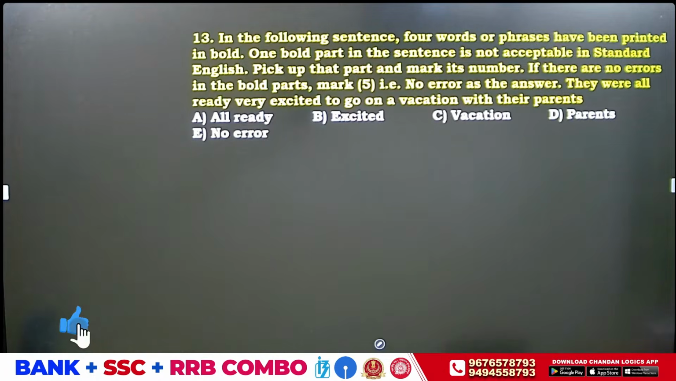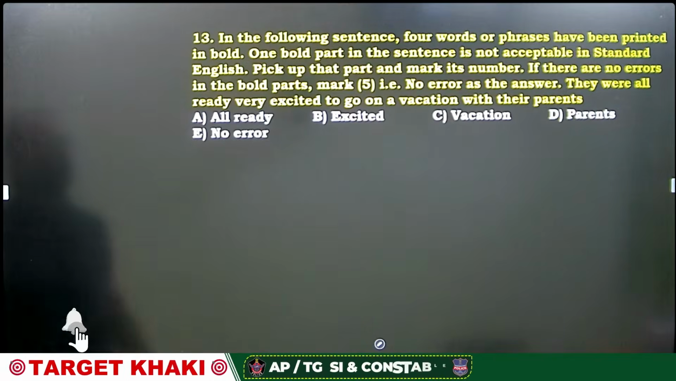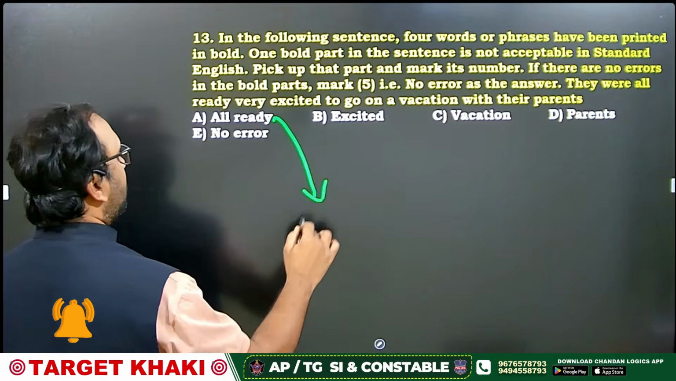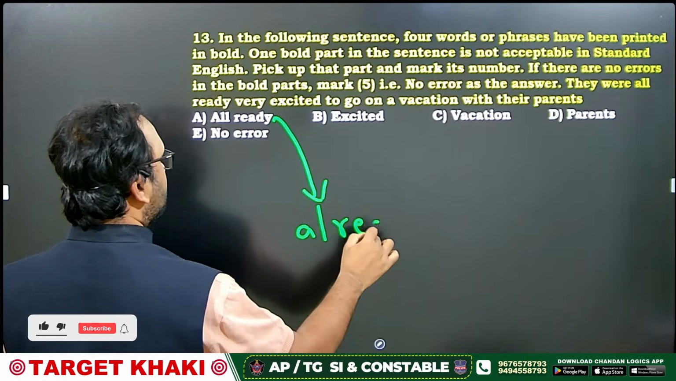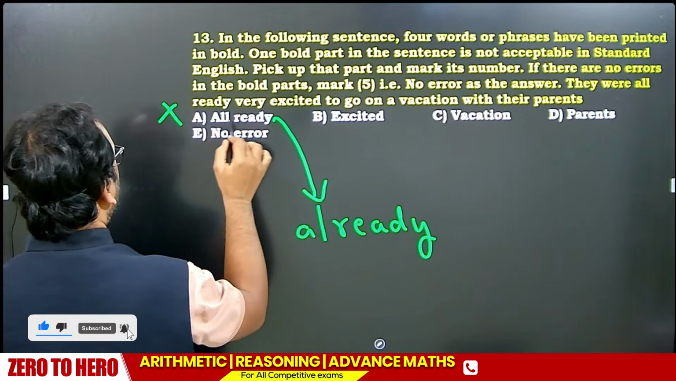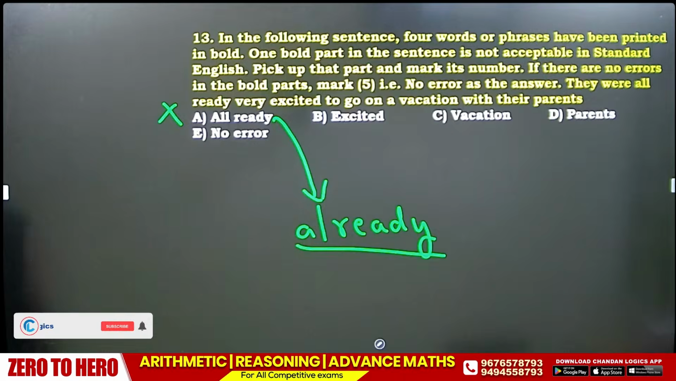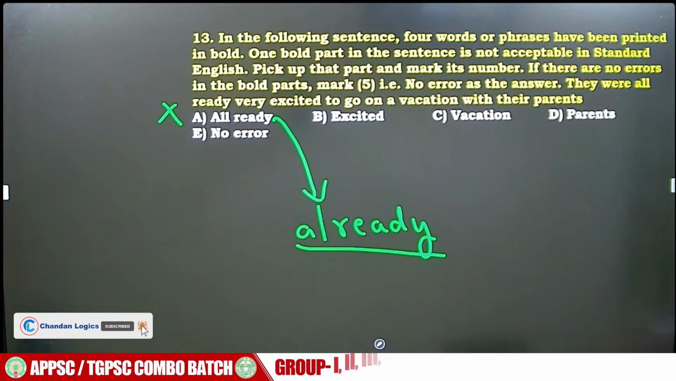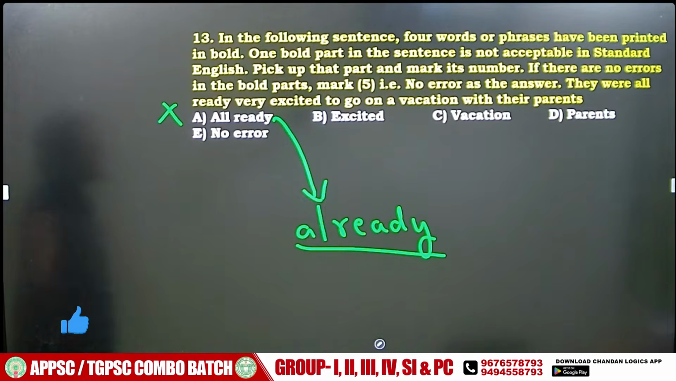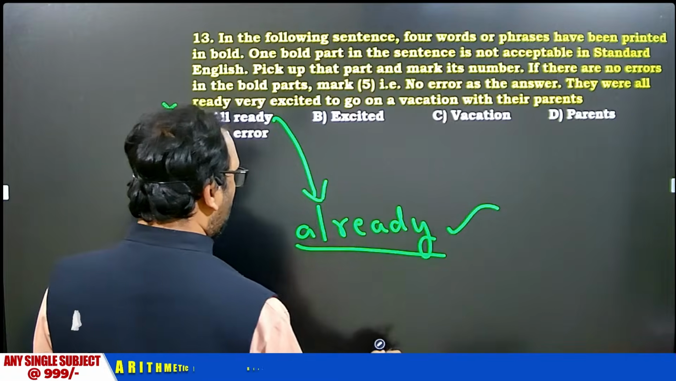They were all ready, very excited. In the place of all ready, you have to say already. How simple, see? You can't say all ready, you say already. There is a difference, right? They were already excited.